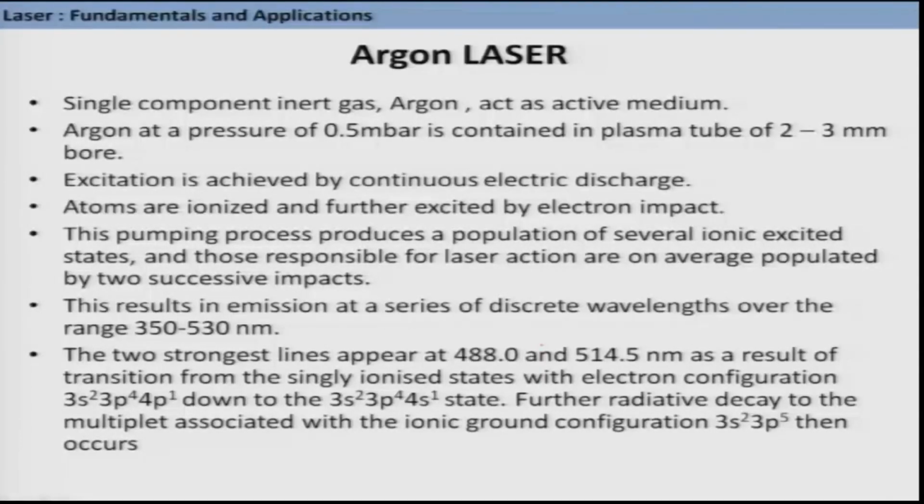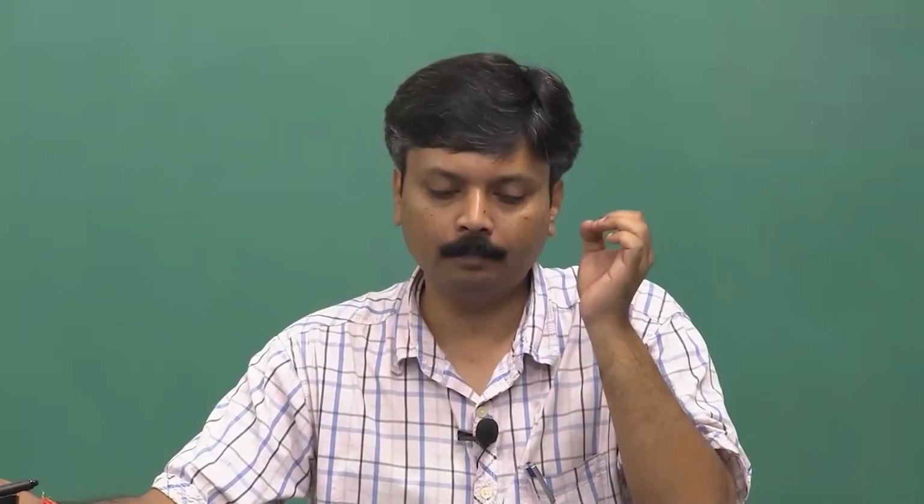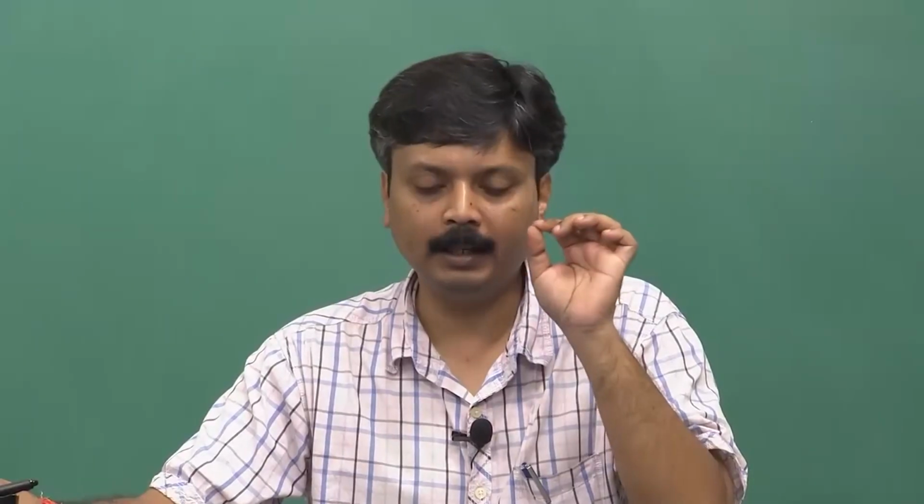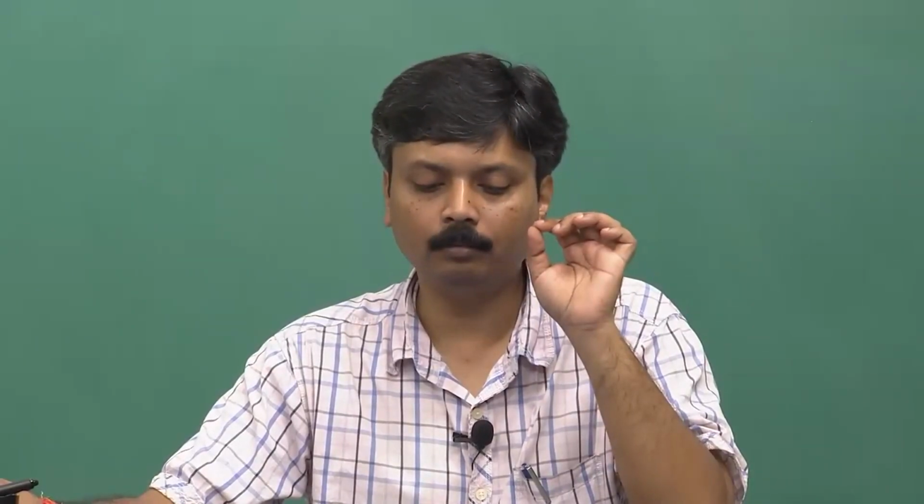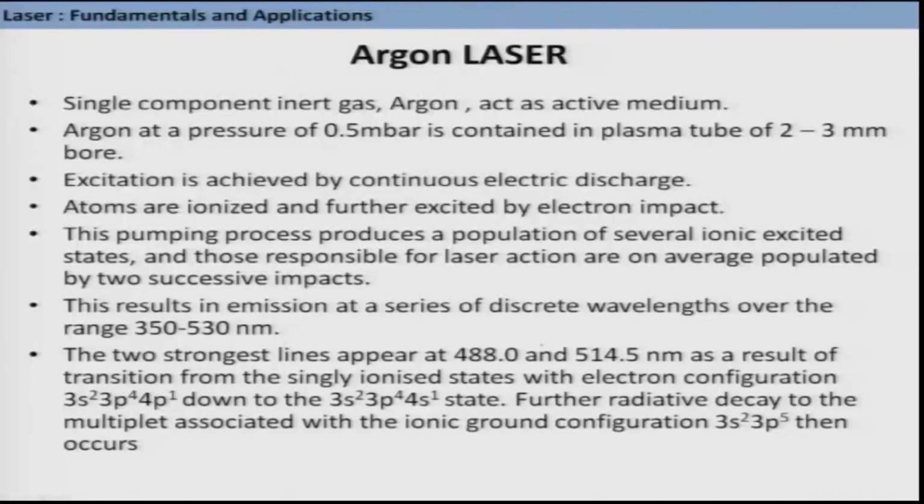So we'll talk about the argon laser, or very commonly called the argon ion laser. The simple component of this laser is just one inert gas, that is argon, and this is our active medium. The pressure that is maintained for this argon, which is also kept in a sealed container like helium neon, is 0.5 millibar, and the diameter of that container is approximately 2 to 3 millimeter. Similar to HeNe, here also the excitation is achieved by electric discharge.